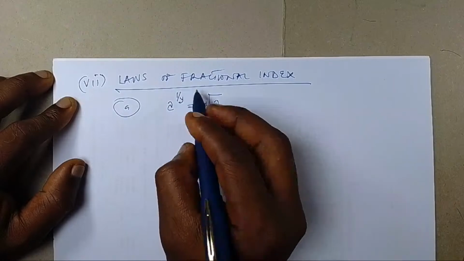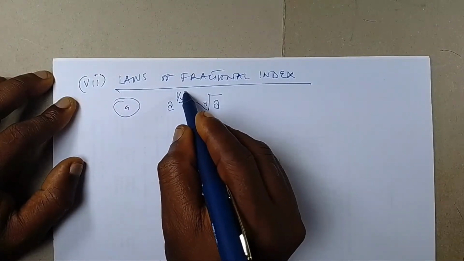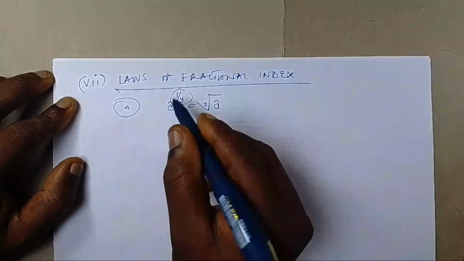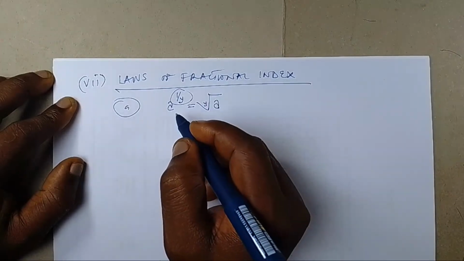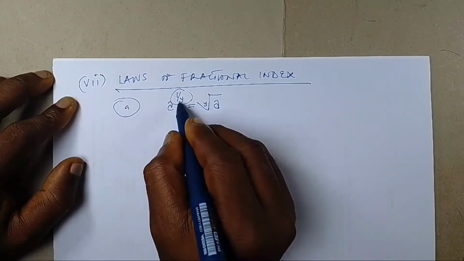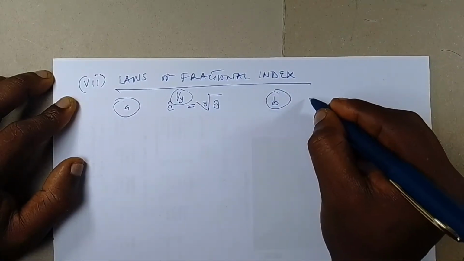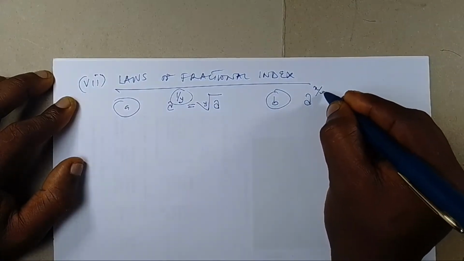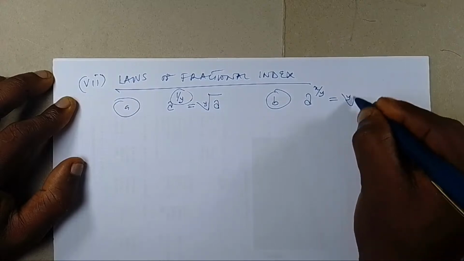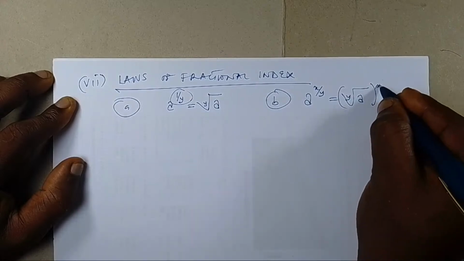Now, why is this law called the law of fractional index? You will notice that the power or index or exponent, or logarithm as we called it in the previous class, actually is a fraction. The second version of this law says that A raised to the power x over y is equal to the y-th root of A, all raised to the power of x.